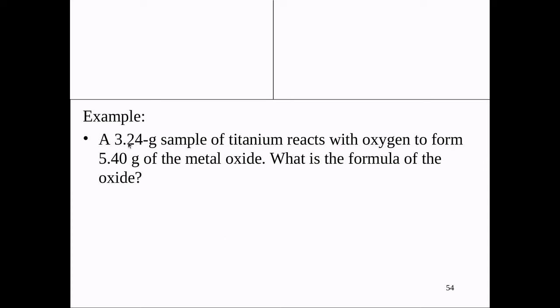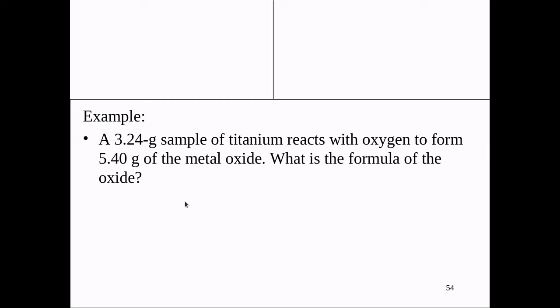So if we have a 3.24 gram sample of titanium and it reacts with oxygen to form 5.4 grams of metal oxide, what is the formula of the oxide? So now we weren't given percentages. We're being given masses. But really this just makes it a little bit easier for us.